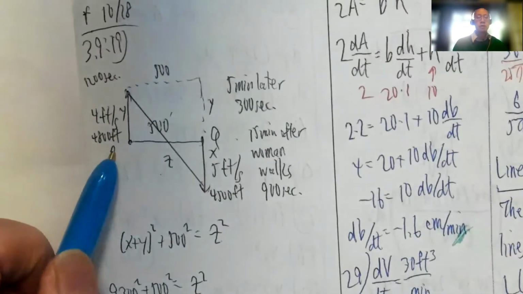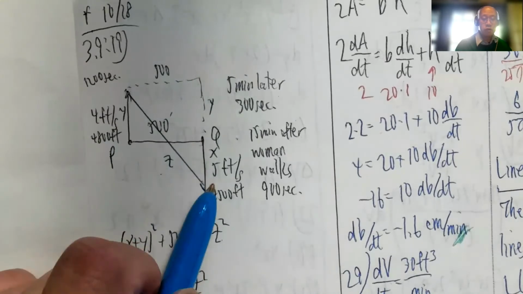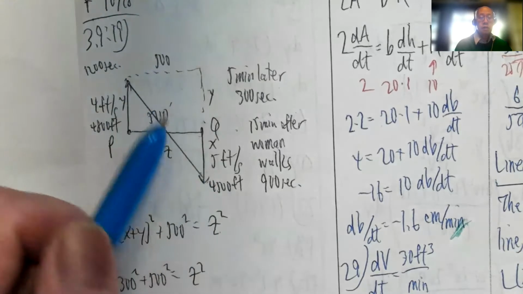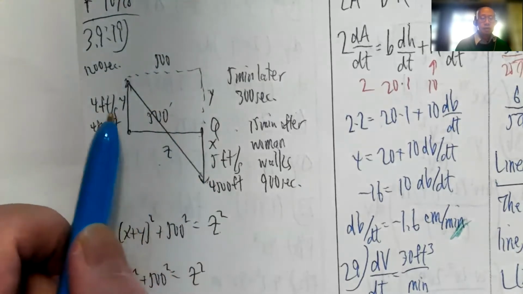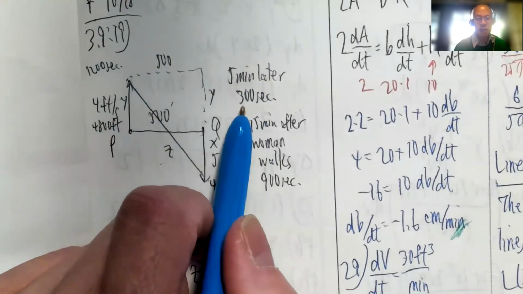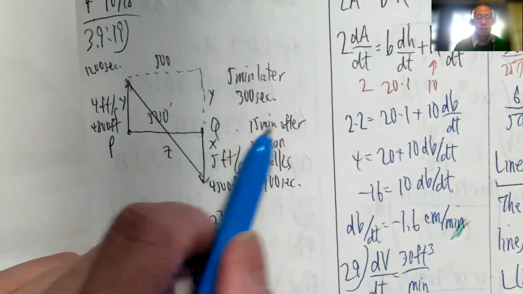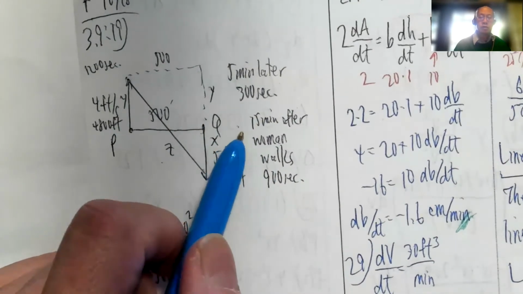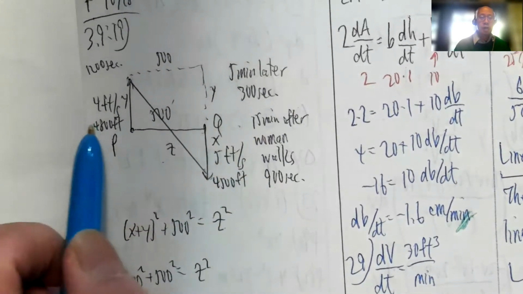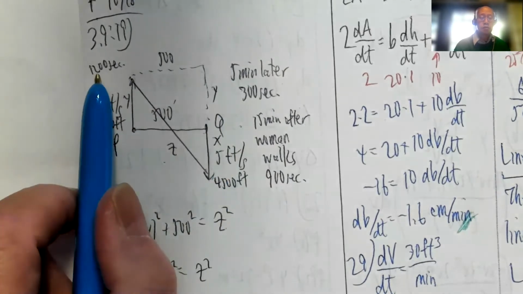Okay, so the man is here, P, walking north 4 feet per second. The woman, 500 feet due east, walks south 5 feet per second. Okay, and let's get the same units. We're mixing up minutes and seconds. So 5 minutes later, that's 300 seconds. And then 15 minutes after the woman walks. So the woman walks 15 minutes times 60 is 900 seconds. The man walks for 5 more minutes, so 20 minutes, which is 1,200 seconds.